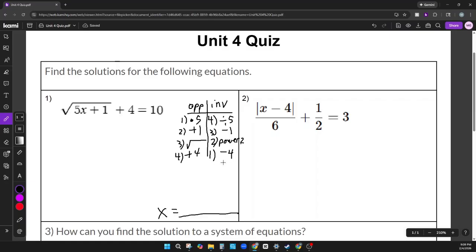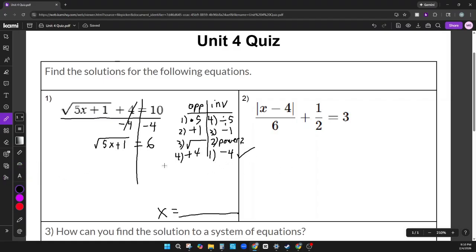Okay, so I have my outline of what I'm going to do. Now let's go ahead and see what it looks like when I actually do it. So I have minus 4 and minus 4, because what I do to one side, I must do to the other. And this cancels, and I get 10 minus 4 is equal to 6. And of course, what's left over on this side is 5x plus 1 equal to 6.